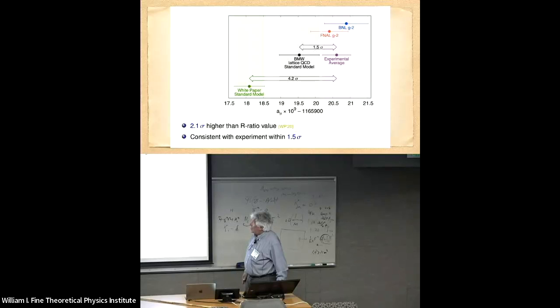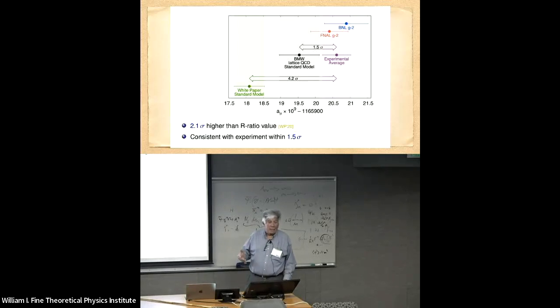What was unexpected was the lattice calculation of e plus e minus into hadrons. The result is about 1.5 sigma away from the experimental value of G-2, but more than 2 sigma away from the direct calculation based on e plus e minus into hadrons. What it means is that the people who measured e plus e minus into hadrons found a cross-section less than expected from this latest calculation.